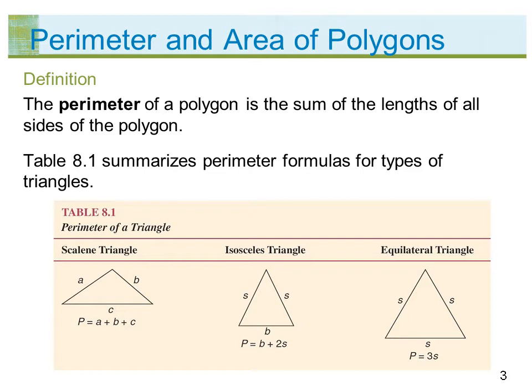Scalene triangle: perimeter equals A plus B plus C. Isosceles triangle: perimeter equals B plus 2S. Equilateral triangle: perimeter equals 3S.